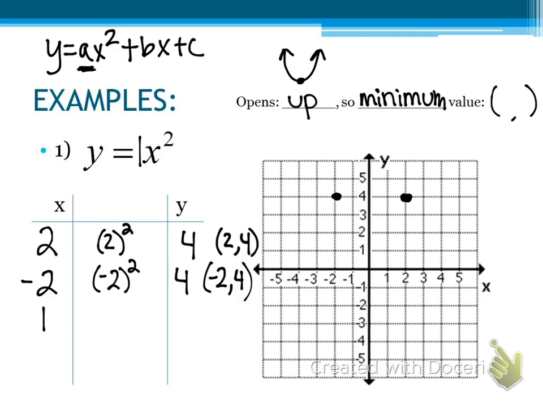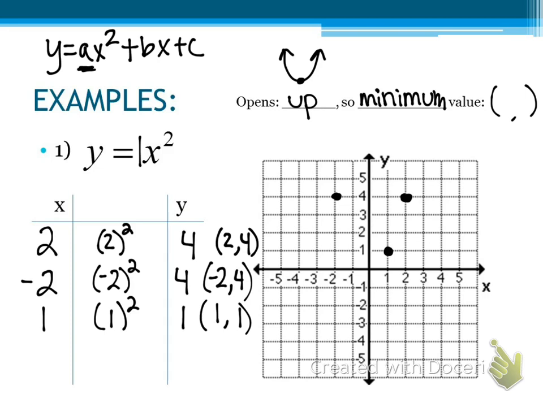1, however, is not too big. If we take 1 and square it, what do we get? A 1. 1 times 1 is 1. Are we okay with 1 squared being 1? Okay, how do I get to the point 1, 1? Right 1, up 1. Okay, so this is giving me a better idea of what this graph is going to look like.